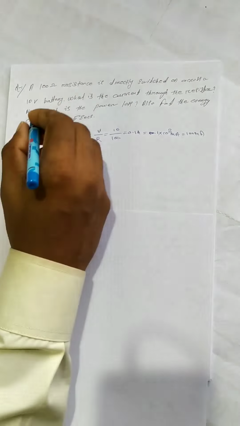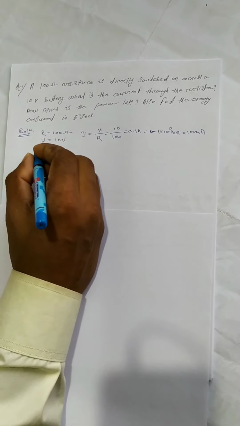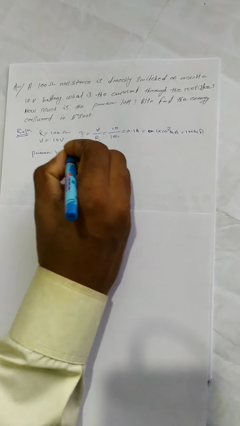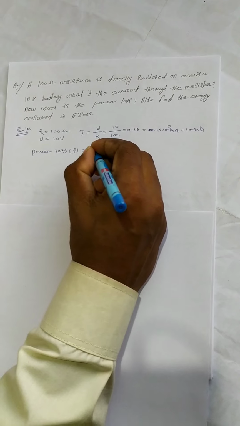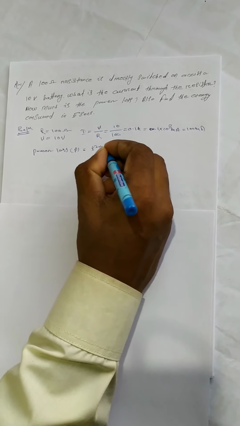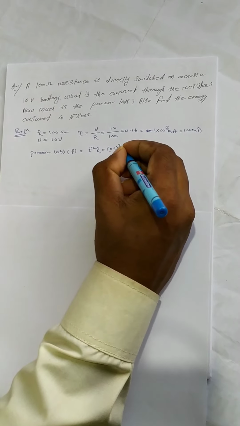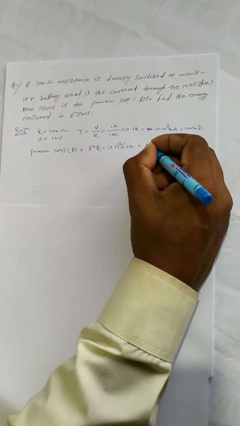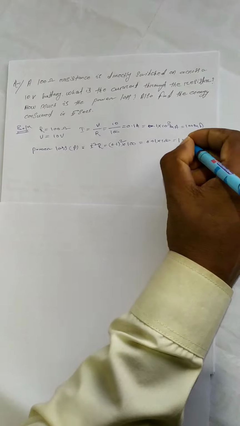Next question is how much is the power loss? We know the power loss formula. Power loss P equal to current through it I square into total resistance. I square means 0.1 square into total resistance 100. 0.1 square means 0.01 into 100, which is equal to 1, unit is watt.